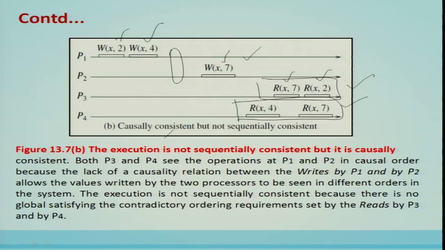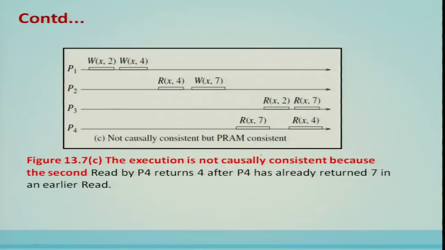Why? Because here you can see that first 7 is read and then 2 is read, and here 4 is read and then 7 is read. So the ordering cannot be organized as per sequential consistency. Hence, it is causal consistency but not sequential consistency.